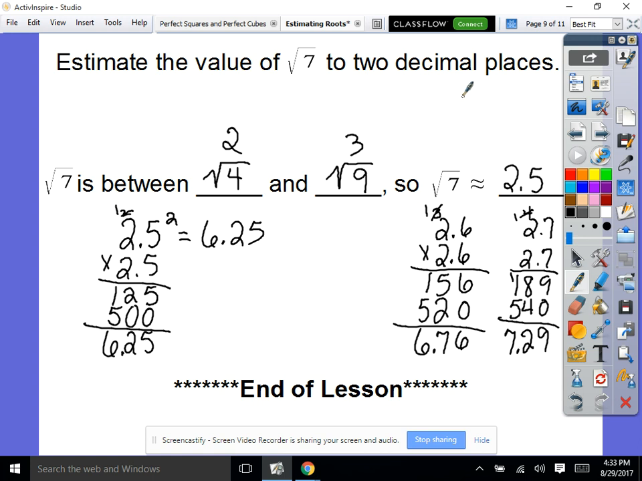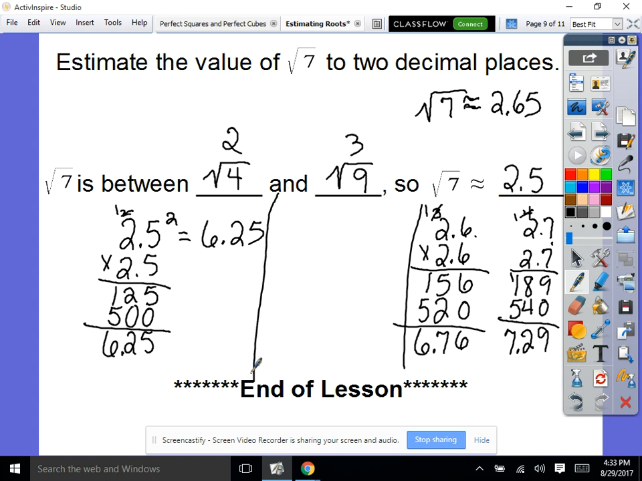So we're going to say to two places that the square root of 7 is approximately equal to 2.65 because that's halfway between 2.6 and 2.7. And that's the end of the lesson, and we will work more on these. Well, actually, let's do the square root of 7 with the long division approach.